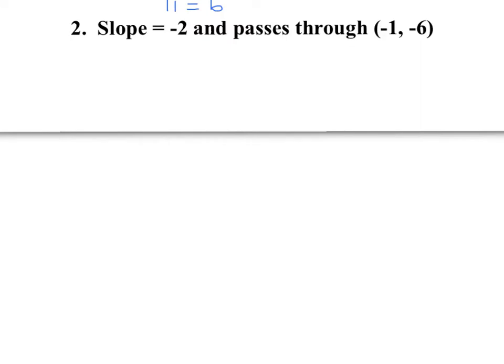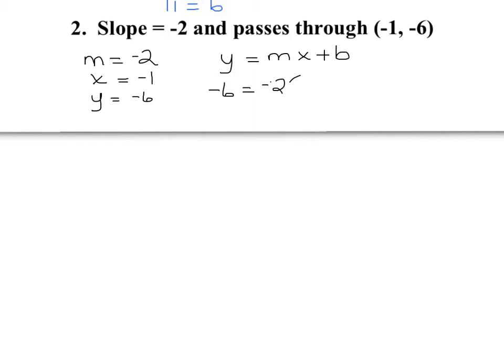Okay, number 2, we're going to write down that our m is -2, our x is -1, and our y is -6. We're going to fill in the equation y equals mx plus b. So our y is -6, m is -2, x is -1, and plus b because we're solving for b. So a negative and a negative gives me a positive.